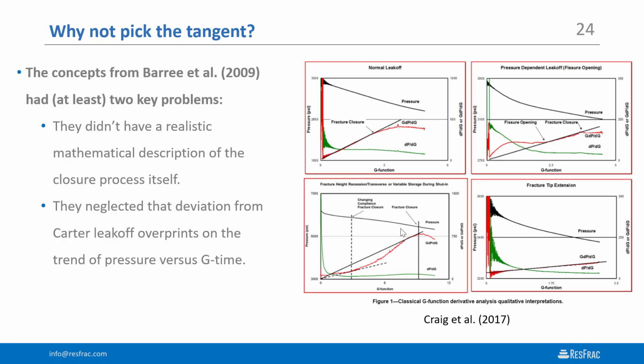And secondly, these methods are ignoring that the G function is derived assuming Carter leakoff. And Carter leakoff is an assumption about how fluid exits the fracture into the formation that is only valid if the fluid pressure in that fracture is constant over time. Of course, every single one of these plots shows that pressure is dropping a lot over time. That's what a DFIT is. And so if we assume that the pressure never changes and we do an interpretation based on that assumption, it's easy to see how that could lead to some erroneous results. So I'll talk about both of these problems.